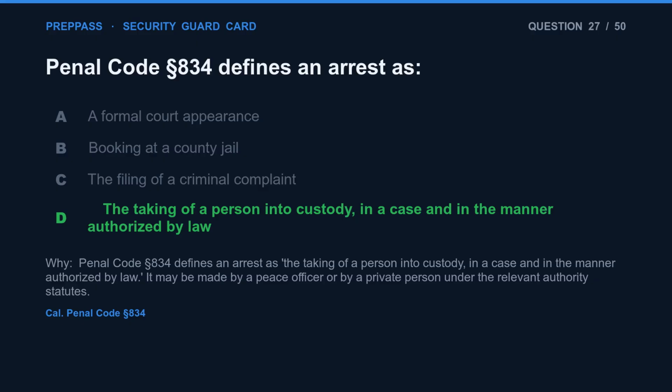The correct answer is D. Penal Code Section 834 defines an arrest as the taking of a person into custody, in a case and in the manner authorized by law. It may be made by a peace officer or by a private person under the relevant authority statutes.